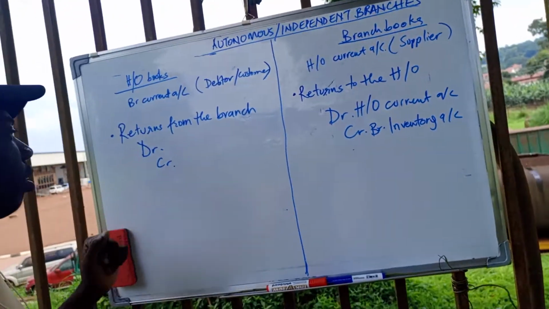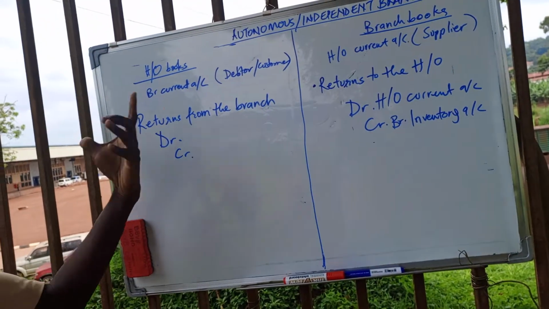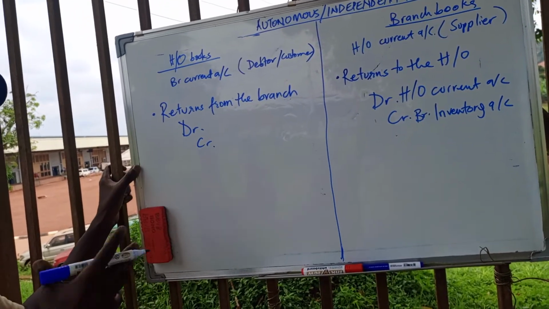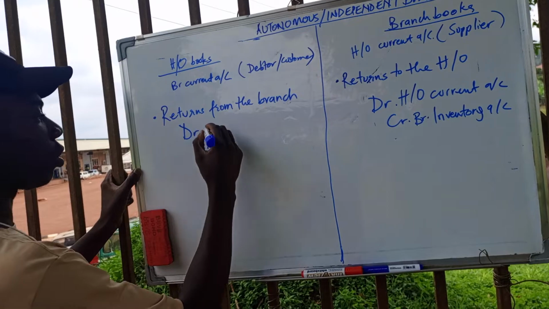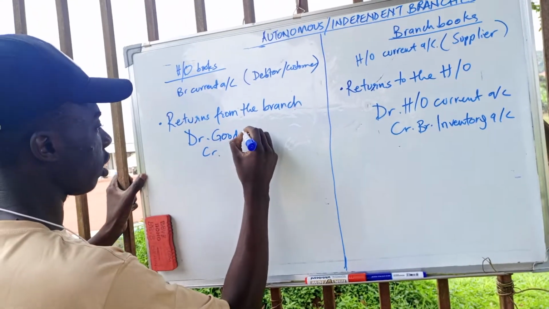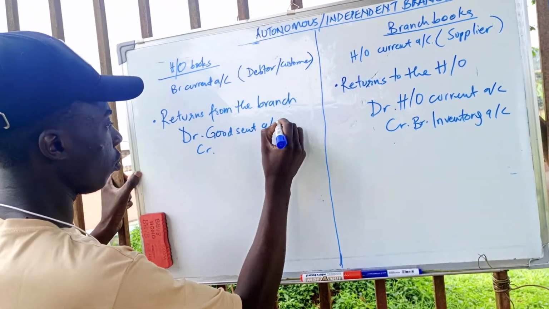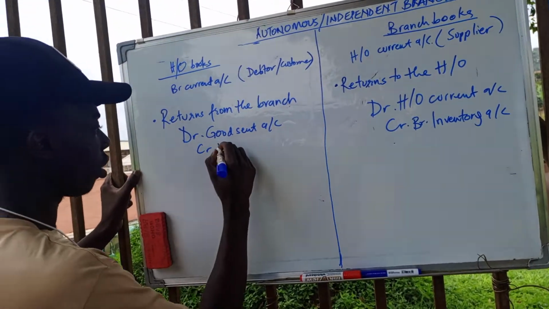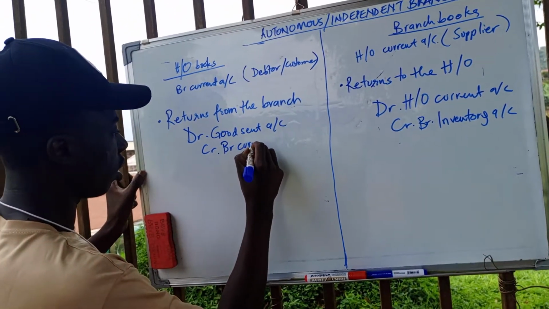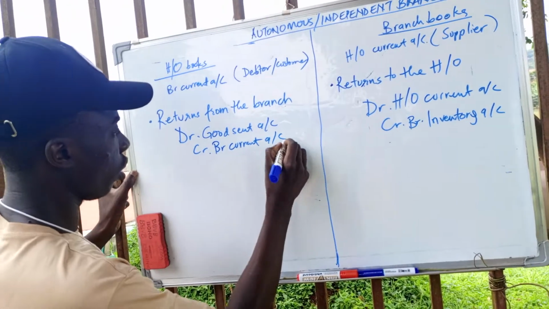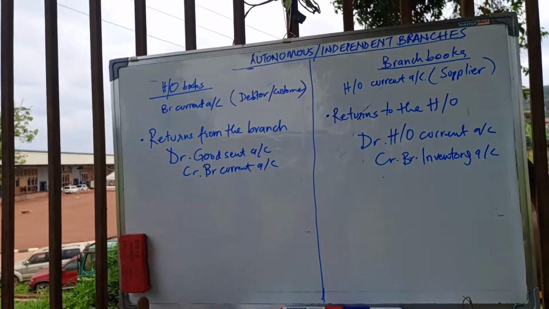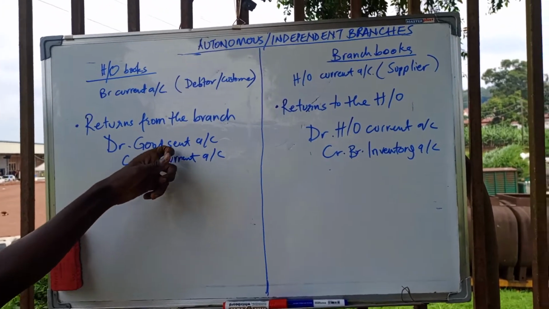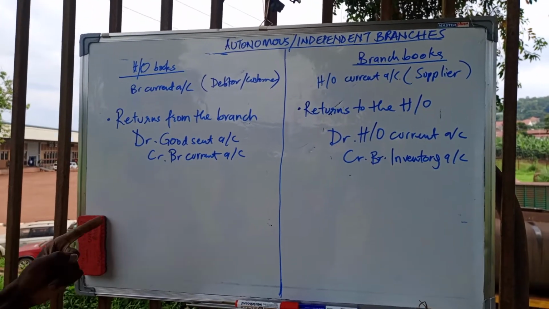When you come this side, returns from the branch. Now the head office is recognizing that it is receiving goods from the branch, so they have to go back where they came from. They came from a special account called goods sent. So I debit the goods sent account because now goods are increasing in that account. Then I credit where they are coming from: the branch current account. In other words, you are showing that goods are reducing in your branch current account, and they are increasing in the account from which you got them.